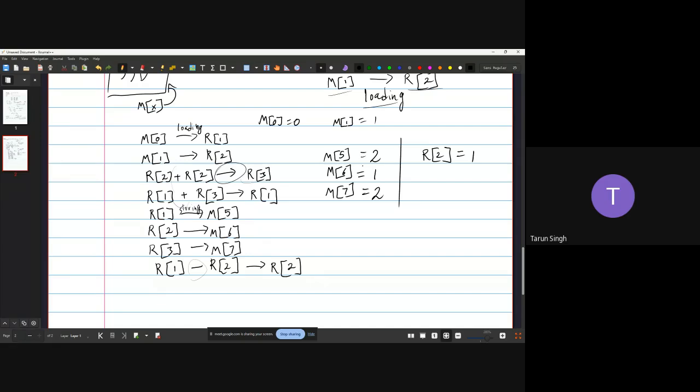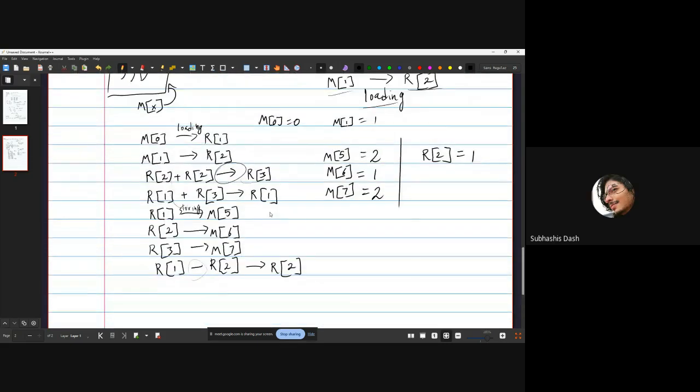And then in the last one, where R1 minus R2, now R1 is 2, right? Yes, R1 is 2 and R2 is 1. So we are doing basic subtraction, 2 minus 1, then it goes to R2, which then becomes 1. Right. Okay. Great.